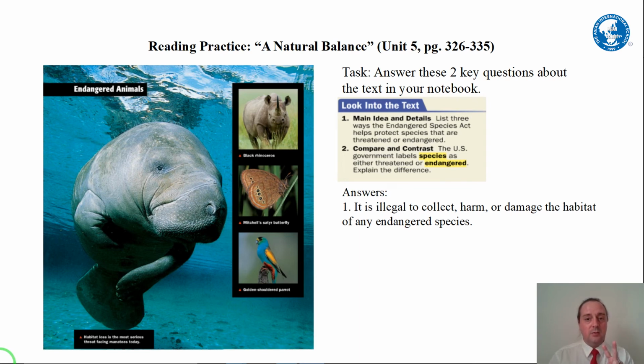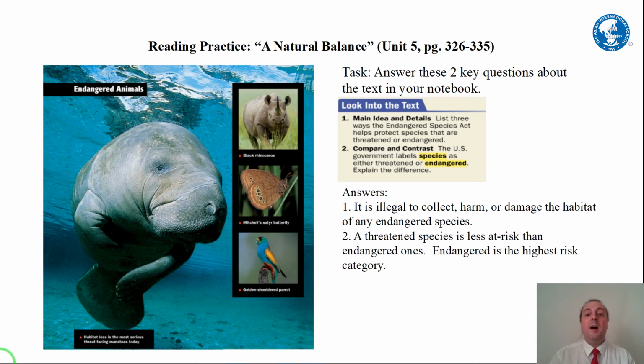Okay. Number 2, what's the difference between threatened and endangered in the Endangered Species Act? A threatened species is less at risk than endangered ones. Endangered is the highest risk, meaning they are almost extinct. Okay? A threatened species is in trouble. An endangered species is in big trouble.